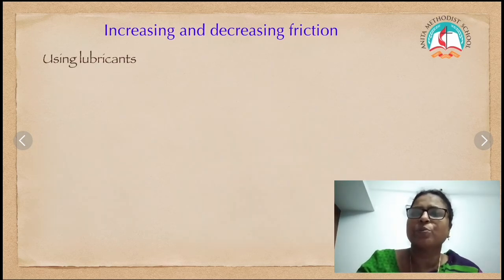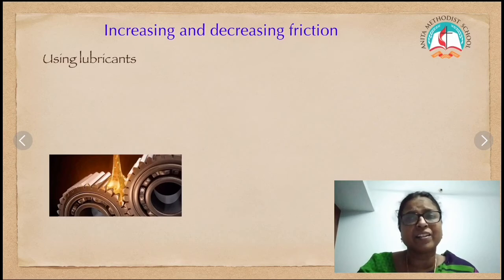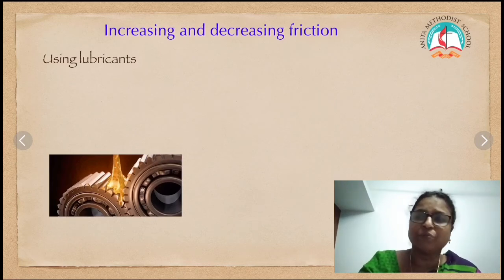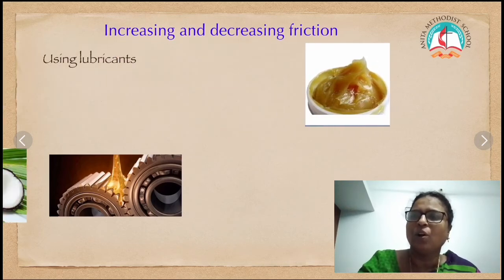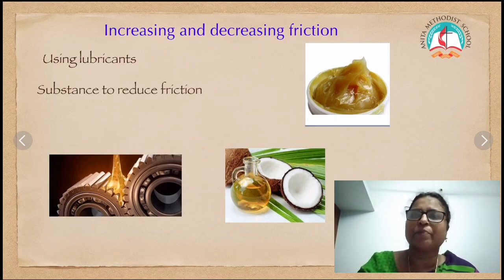Next, using lubricants, decreasing the friction. You can see that a substance which reduces the friction is called a lubricant. The area of the contact increases the friction, but using lubricants decreases the friction. You can see some examples: oil, coconut oil, grease are examples of lubricants.